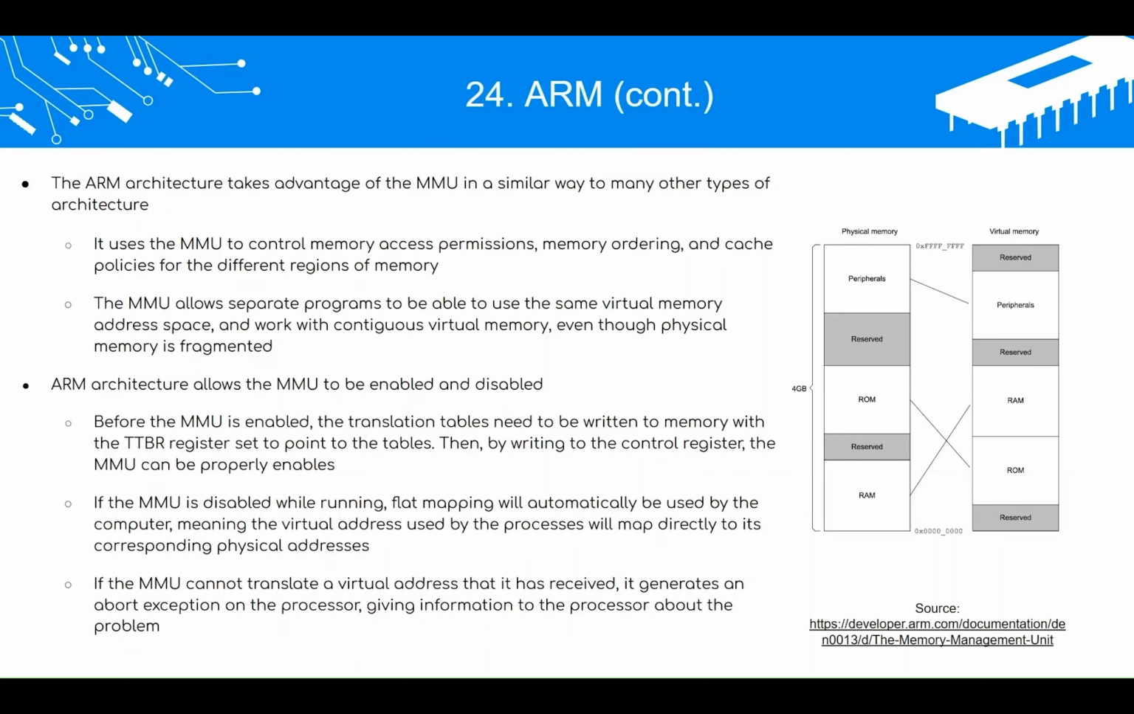For some operating systems using the thread model instead of the process model for running software, the MMU isn't completely necessary, and disabling it could lead to faster memory load times. However, this disabling of the MMU comes at the cost of worse data security, and if a virtual address cannot be translated by the ARM MMU, an abort exception is generated on the processor.